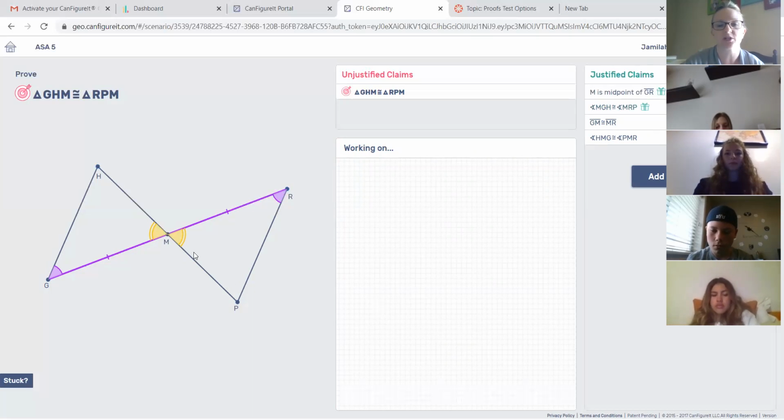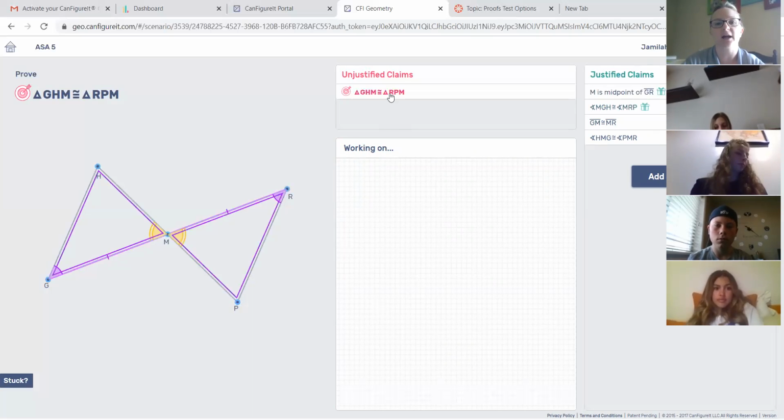Now, look at the picture. Again, it has marked everything that we know so far. So we have an angle congruent to an angle. We have a side congruent to a side. And we have another angle congruent to another angle. Do we now know that those triangles are congruent? Yes or no? Yes, because we can use a shortcut. So we're going to click on the triangles are congruent that we're trying to prove.